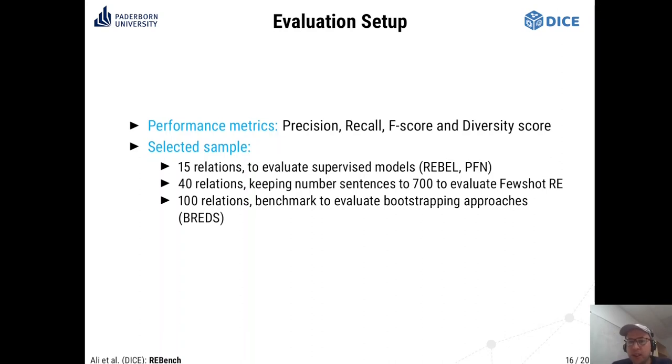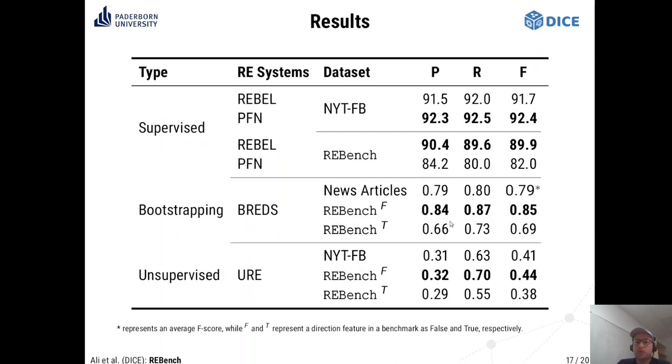I am going quickly because of the limitation of time. So what we got, we got the results in the supervised category, that in the normal situation for NYT-FB, PFN is the winner, but when we evaluated on the 15 relation benchmark, REBel outperformed PFN by a huge margin. Similarly, for bootstrapping based systems, we selected BREDS. BREDS is evaluated on news articles, but we evaluated it on two modes of REBench. In the first one, we keep the order false. By order false, we mean the subject entity will always come first in the sentence. While when we make it true, the story changes and the scores drop drastically. And the same is the case for unsupervised relation extraction.